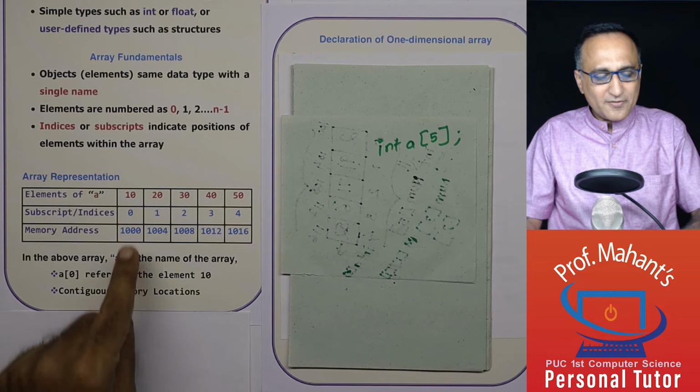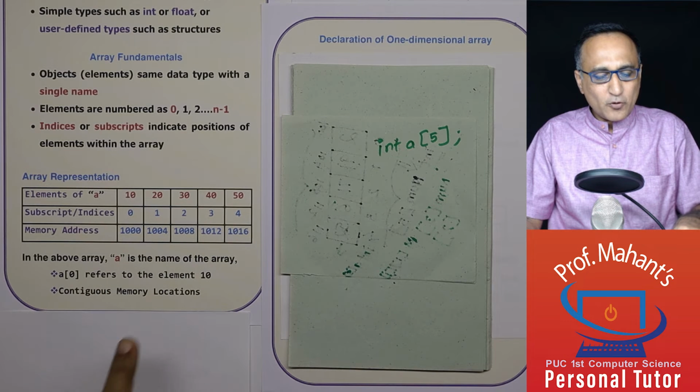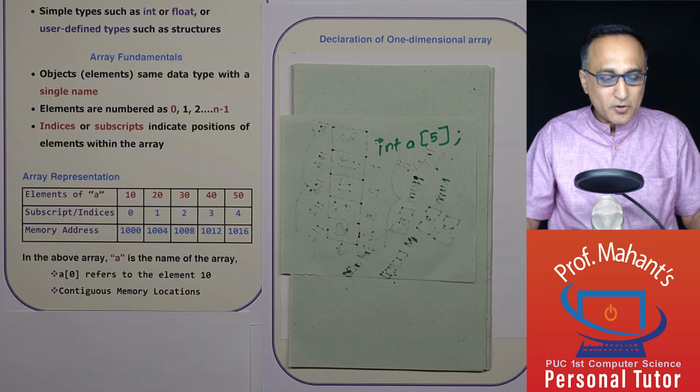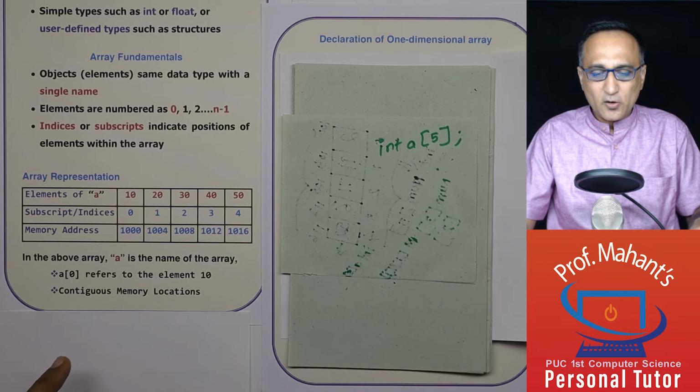So in the above thing, A is the name of the array. A of 0 refers to 10, A of 2 refers to 30, A of 4 refers to 50, A of 5, I do not know what is the value because that is out of bounds. So this is known as contiguous memory location.